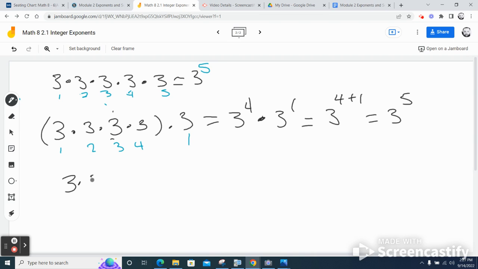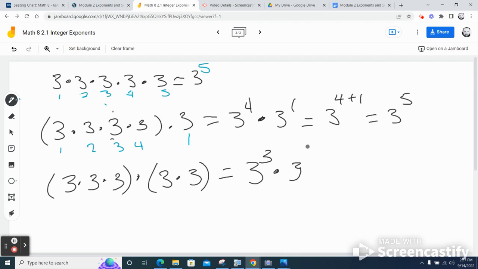What if I do this? If I say 3 times 3 times 3, put that in parentheses, times 3 times 3. How would I write that? 3 to the 3rd power times 3 to the 2nd power equals 3 to the 3 plus 2, which equals 3 to the 5th. So those are all the same. What is the pattern?